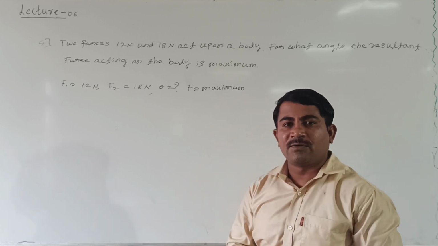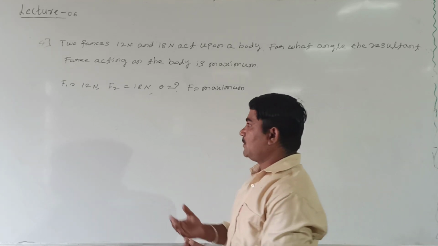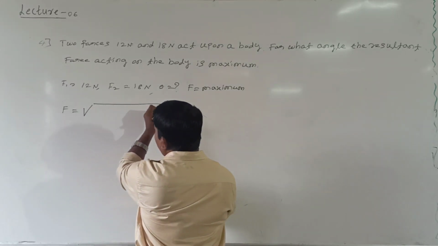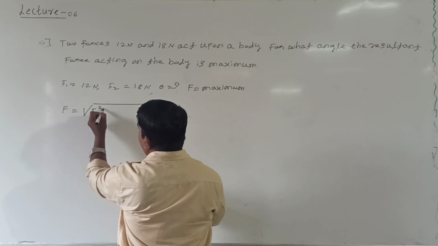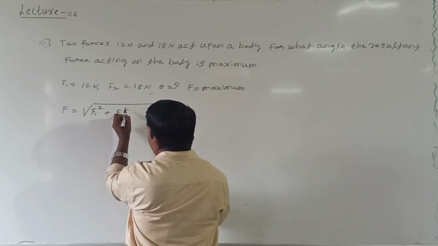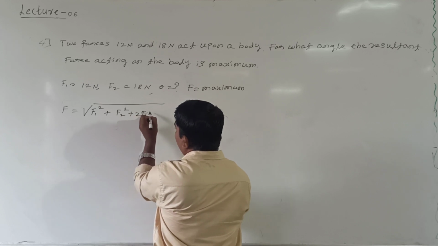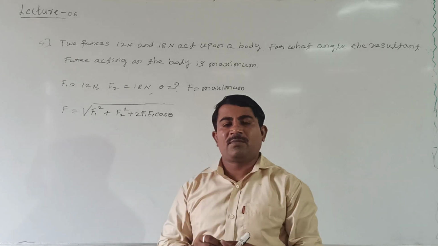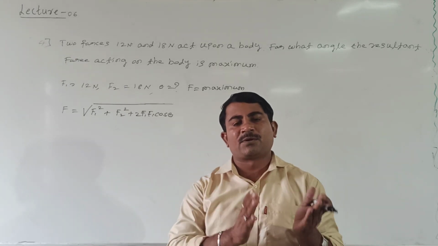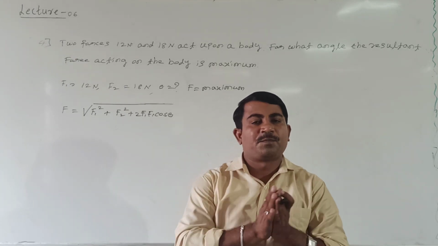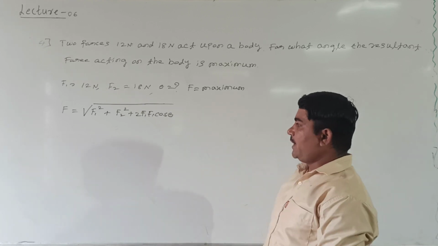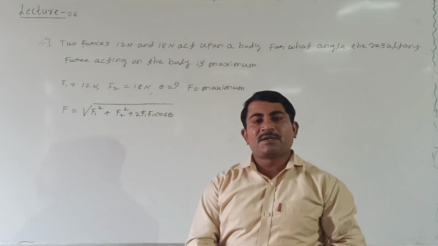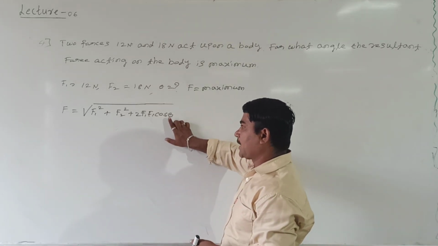See here, we know the resultant formula, the resultant vector. How to calculate? F equal to how much? Square root of F1 square plus F2 square plus 2 F1 F2 cos theta. This is what form? R is equal to square root of p square plus q square plus 2pq cos theta. This form. See here, this is the resultant force we are calling. When is the resultant force maximum? The resultant force is maximum only at this angle.